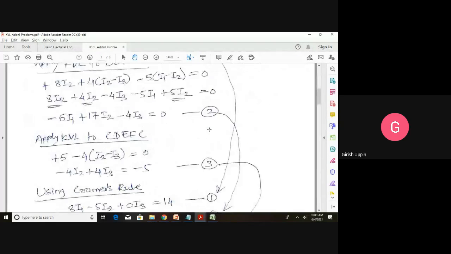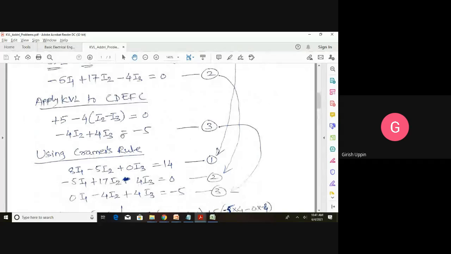That is minus 4 into (I2 minus I3) is equal to 0. And you simplify here, what we get? Minus 4I2, minus into minus, plus 4I3. We take this on the right hand side, minus 5. That is the third equation.